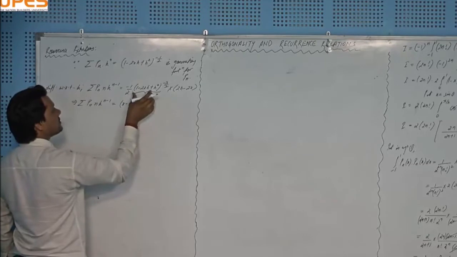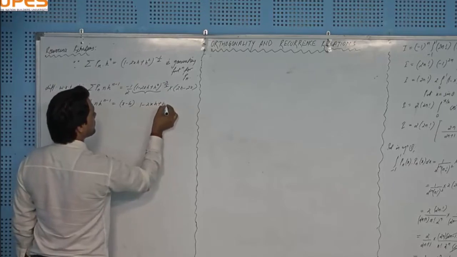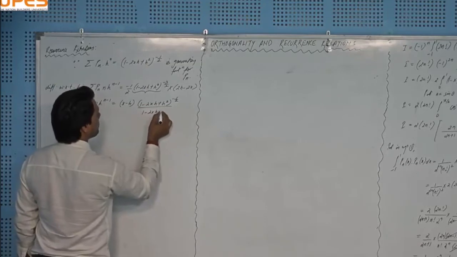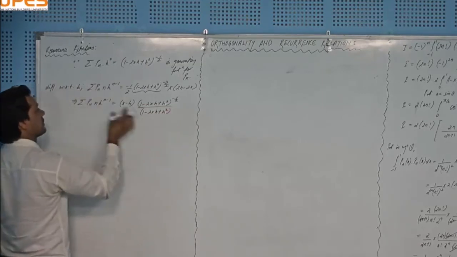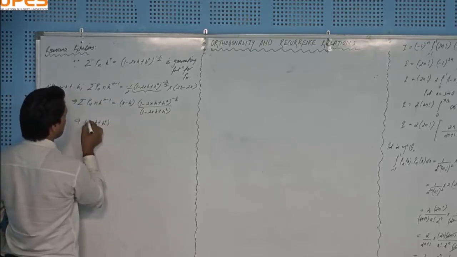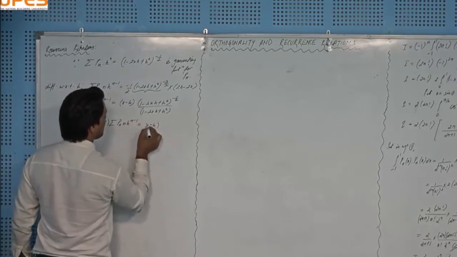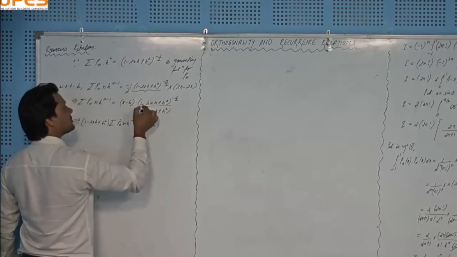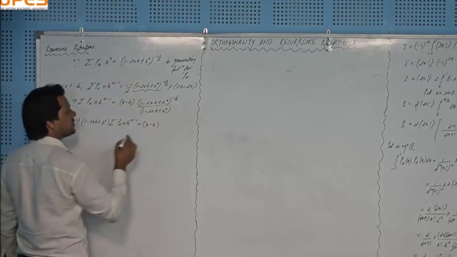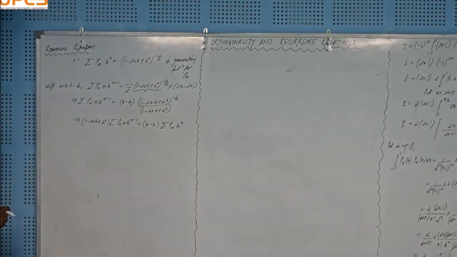And this thing again you can see can be broken in this way: 1 minus 2xh plus h square to the power minus half, and 1 minus 2xh plus h square. This will be multiplied with the left hand side, and x minus h, and again you see that this numerator part is actually this thing, summation Pn h to the power n.